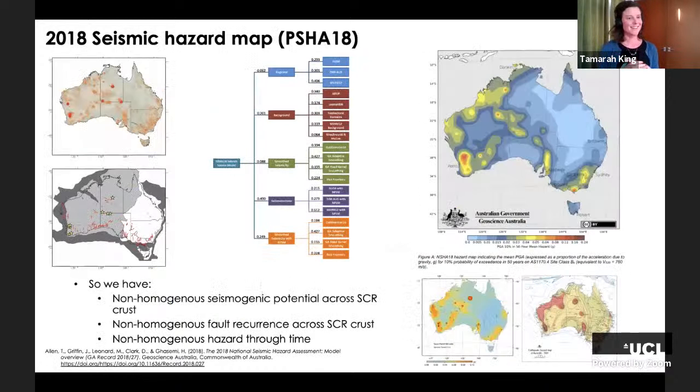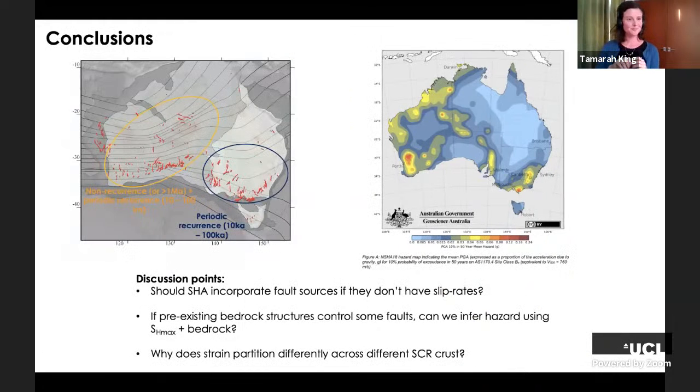Next slide. And so there are seismic hazard maps for Australia. Geoscience Australia has done these, and they're quite difficult to do, but they've done a great job of trying to take away the bullseye effect of these historic surface ruptures. But at the same time, they're still inputting fault sources with slip rates when we know that some of these faults don't have slip rates. So that's a bit of a problem. We have this non-homogeneous seismic potential. Last slide.